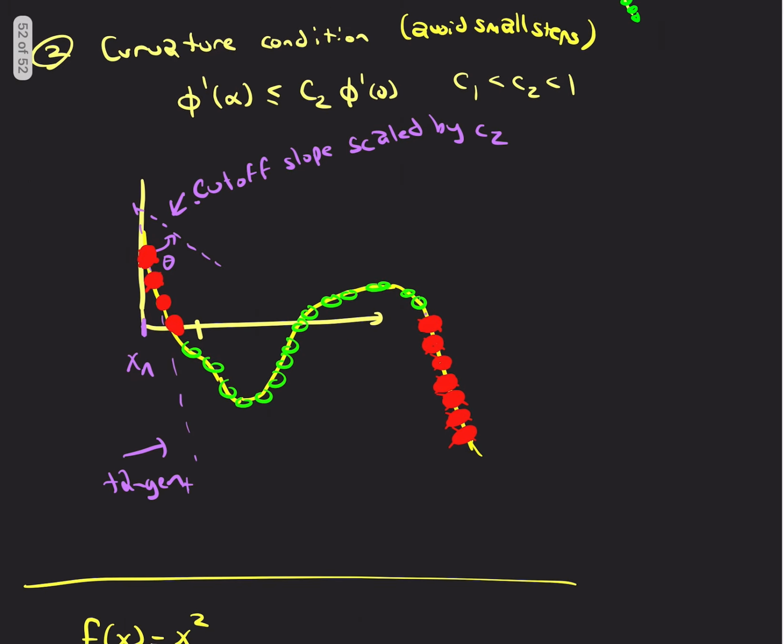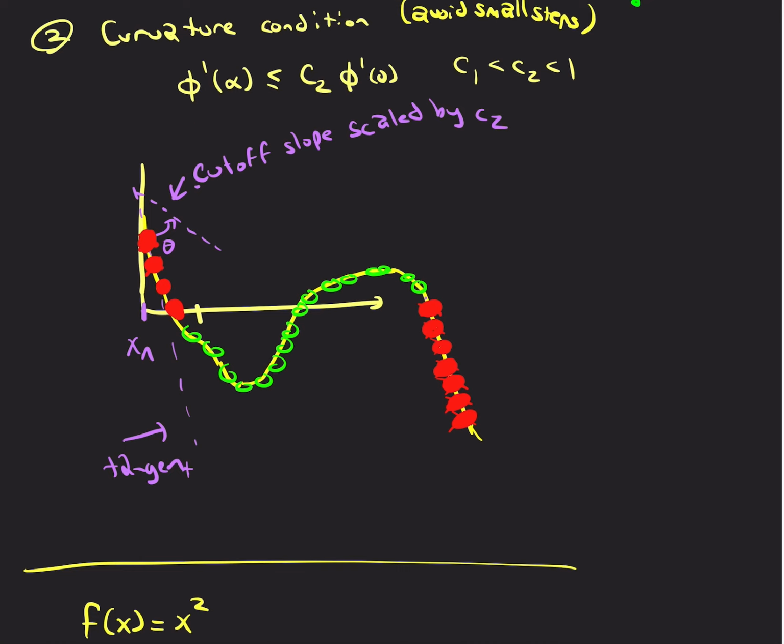As for the curvature condition, C2 must be greater than C1. I actually don't have great intuition why we need this exactly. I'd have to think more about that. I'll make a comment in a future video if I figure that out. But regardless, C2 must be greater than C1. And what this says is that the slope at alpha is less than or equal to some constant, again, that we tune, times the slope of the original point.